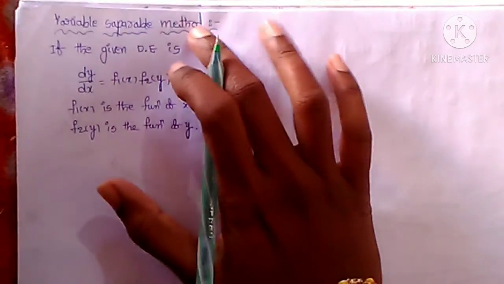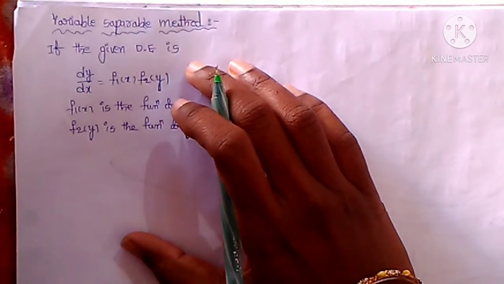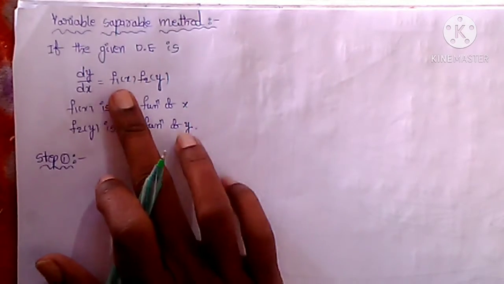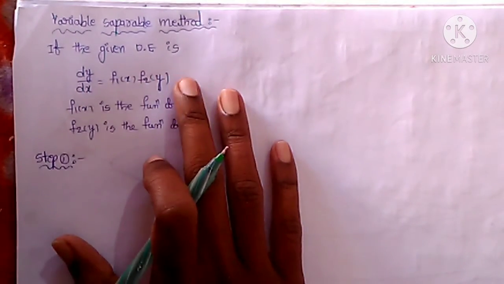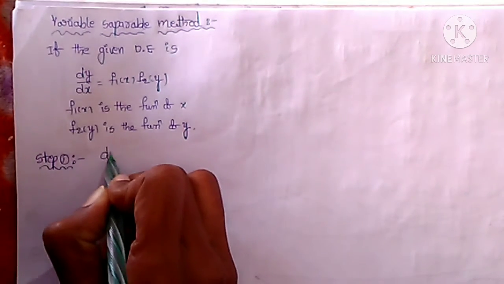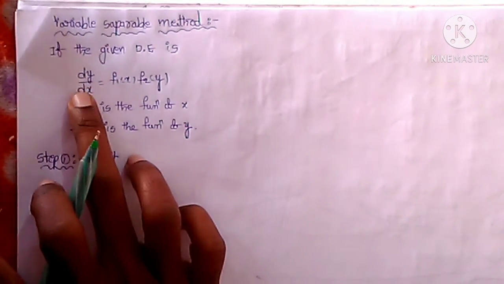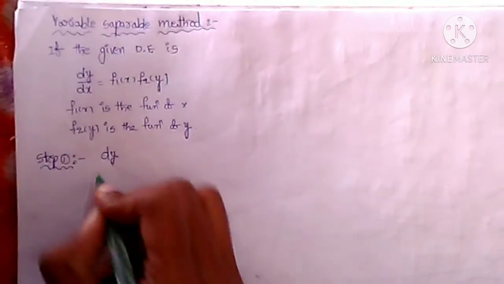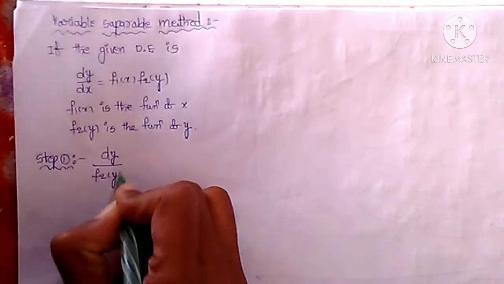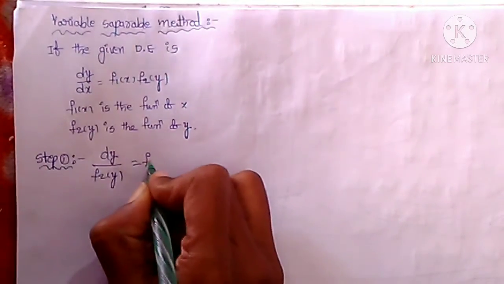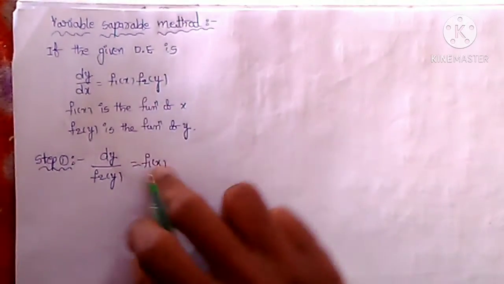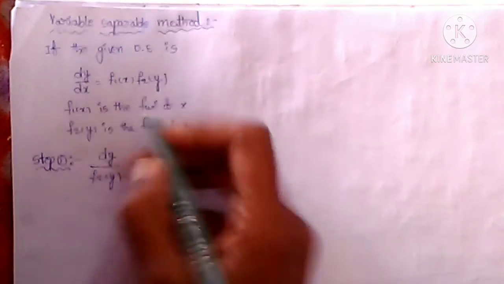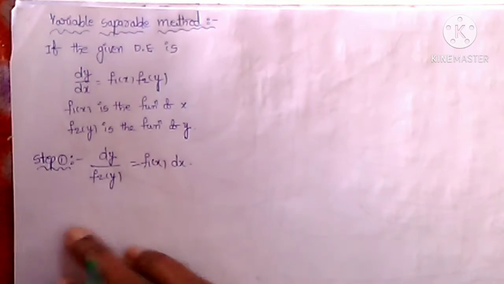In this variable separable method, for solving the given differential equation, you have to follow 3 steps. The first step is you have to separate the x terms into one side and y terms into another side. In LHS side, you have dy by dx. dy is as it is. If f2 of y goes into LHS side, it becomes division. It is equals to f1 of x, in right side, RHS side, as it is. If dx goes into RHS side, it becomes multiplication into dx. This is the first step.